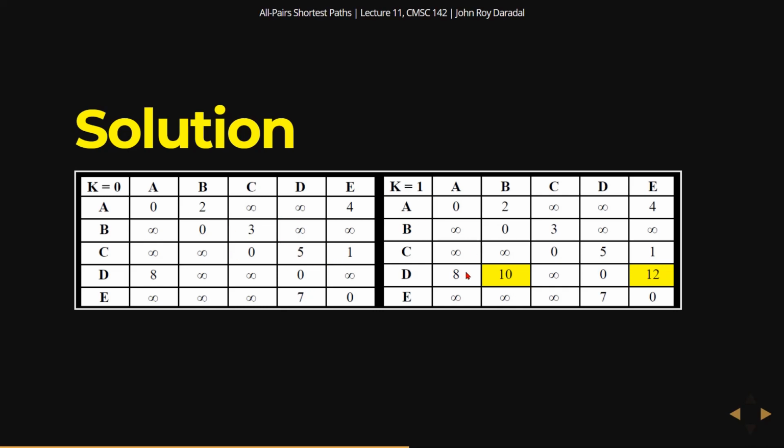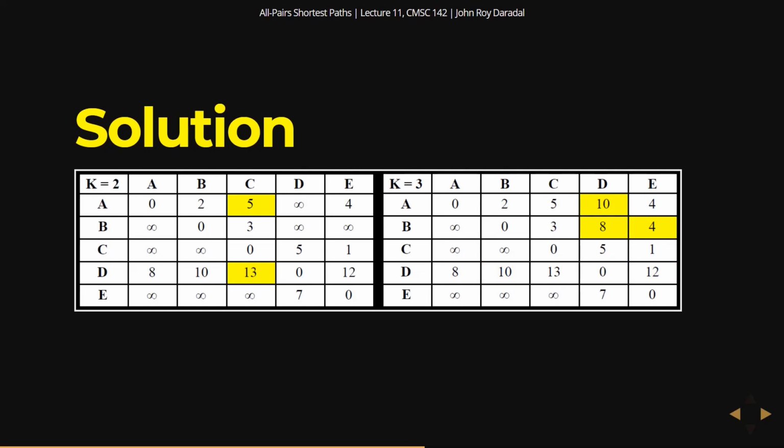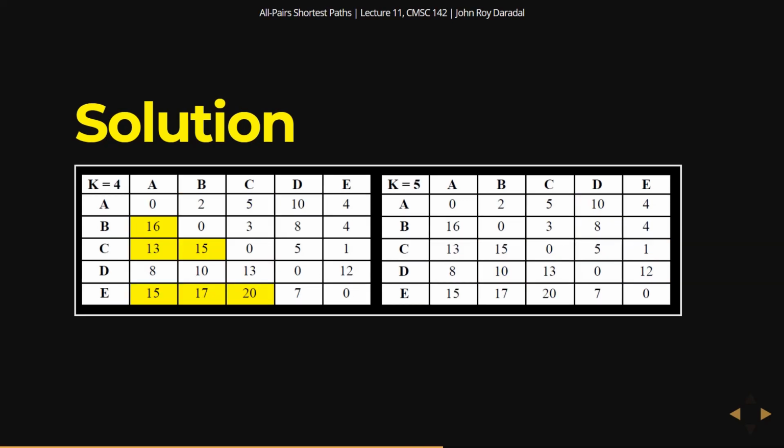And then for k is equal to 1, you'll just need to do the computation of either a_bk minus 1 or a_kk minus 1 plus k_bk minus 1. So you just need to compare, but I showed you a shortcut in the demo video, so please watch that. So these are the values for k is equal to 2, k is equal to 3, k is equal to 4, and then k is equal to 5.